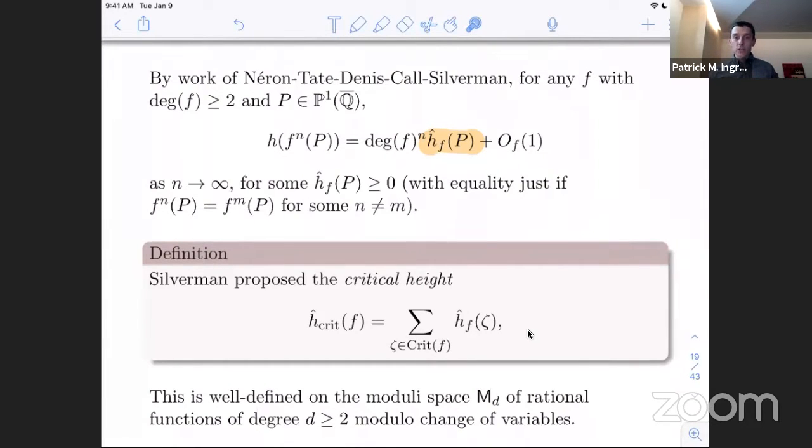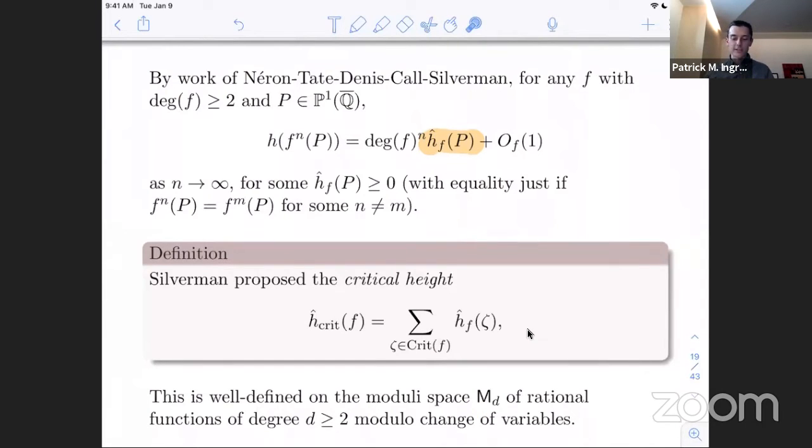And one quick observation is that this is independent of the choice of coordinates. If you do a change of coordinates on F, and I haven't written this down explicitly, but that means the same change of coordinates on the domain and range, a Möbius transformation on both sides, the same one, so that I can iterate. It's easy to check that the canonical height is equivariant, and so are the critical points. And so the critical height is invariant. And so it gives us a nice, well-defined function on the moduli space.